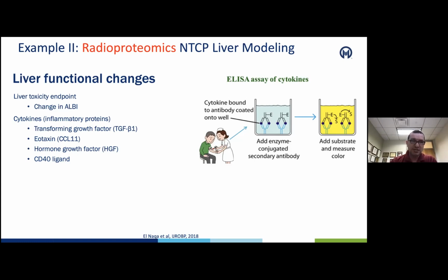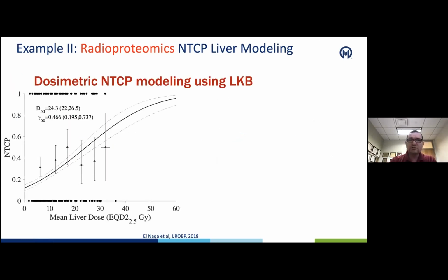Some of the cytokines that were extracted and analyzed in this study are the TGF-beta, eotaxin, the hepatocyte growth factor, and the CD factor ligand. And these were analyzed using ELISA assay from blood samples and incorporated into the mathematical modeling. So this is the dissymmetric NTCP model, again, using the LKB, and this is its actual prediction as shown as a function of the mean liver dose.